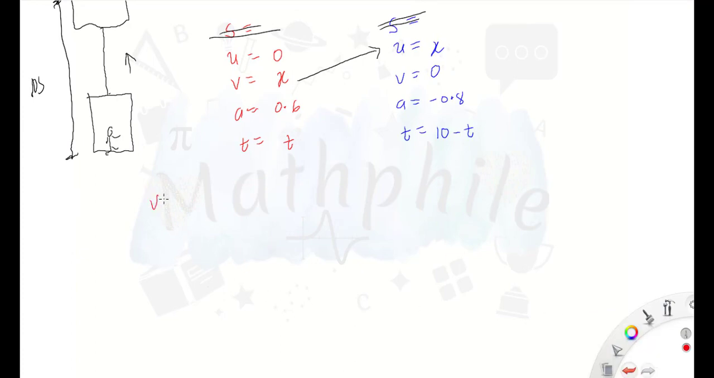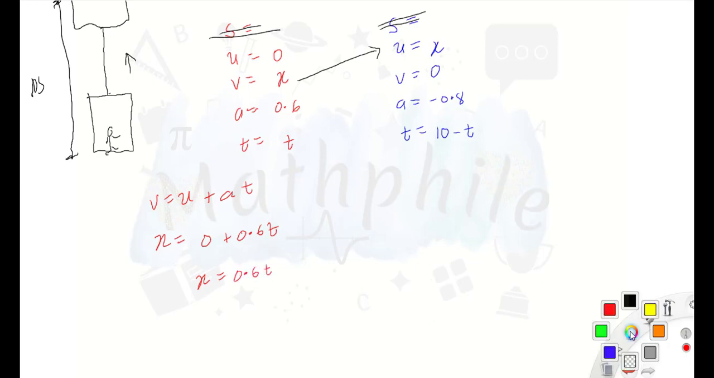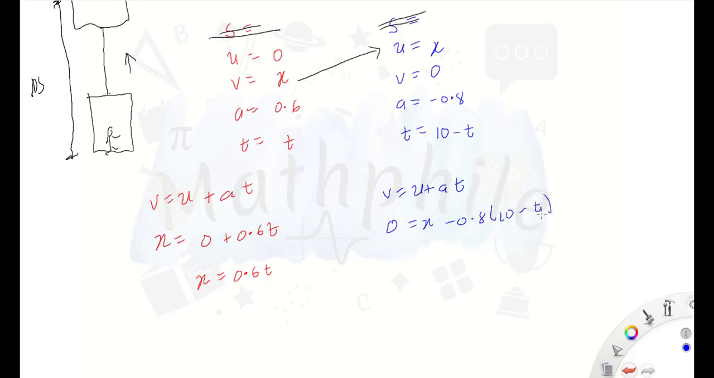The v is x, the u is 0, the acceleration is 0.6, the time is t, so x is equal to 0.6t. With this one again, v equals u plus at. The v is 0, the u is x, the a is negative 0.8, and the time is 10 minus t. So with this one, I can calculate x.